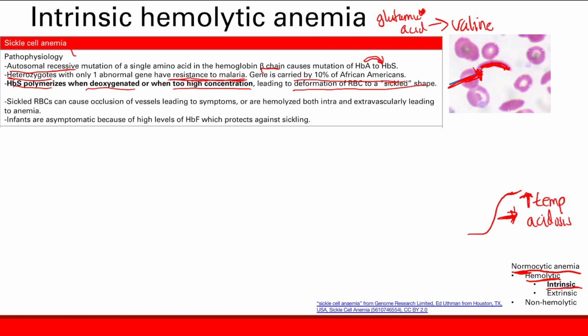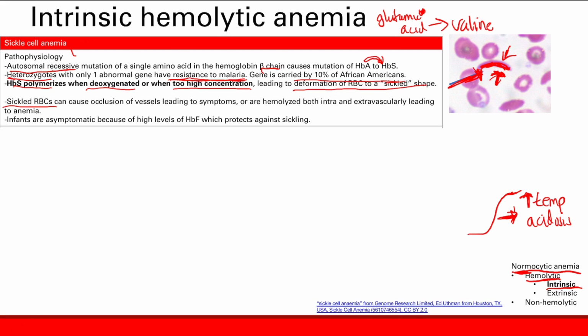So the problem is that your sickled red blood cells can cause occlusion of blood vessels, and that's going to lead to symptoms. The other way it causes problems is it gets hemolyzed. It gets either hemolyzed in the blood vessels, so intravascularly, just because it's structurally poor, or it can get hemolyzed extravascularly, because I told you, extravascular hemolysis occurs when there's something structurally wrong with the red blood cell. You can tell obviously there's something very structurally wrong with this. So, 2 ways you get symptoms: occlusion of vessels or hemolysis.